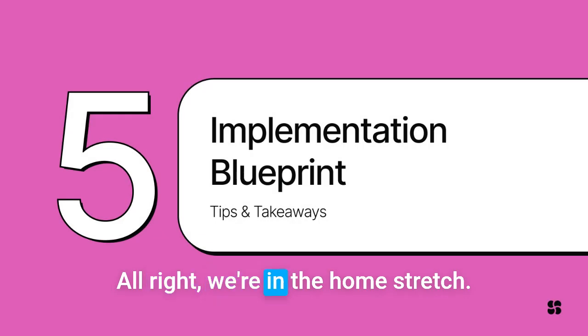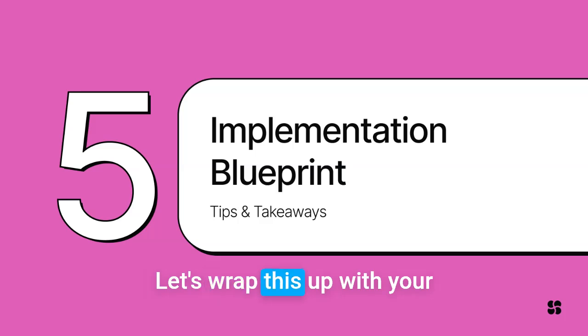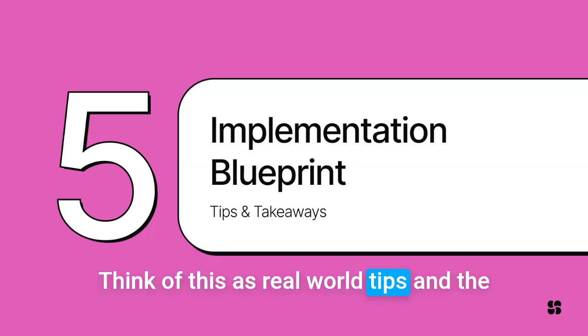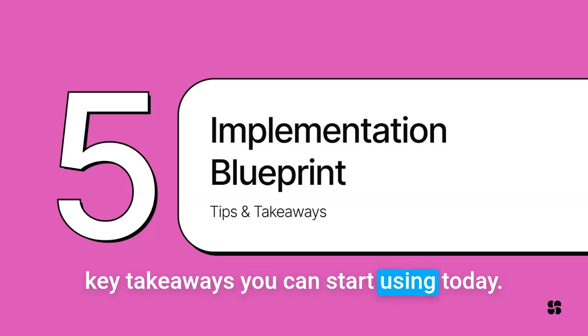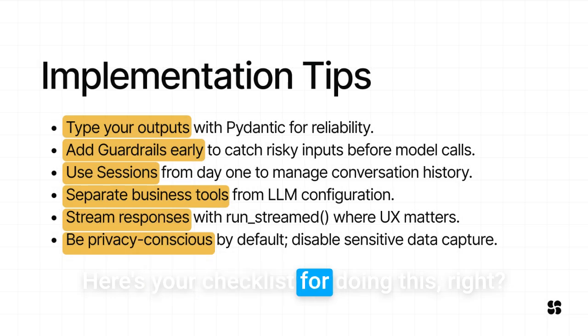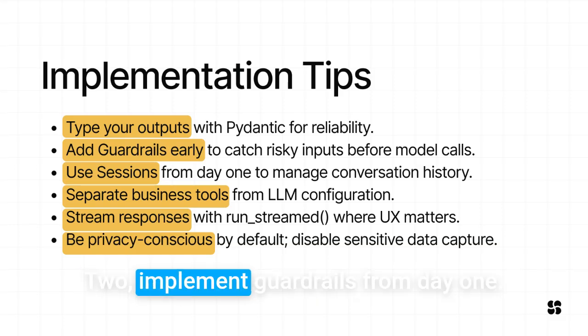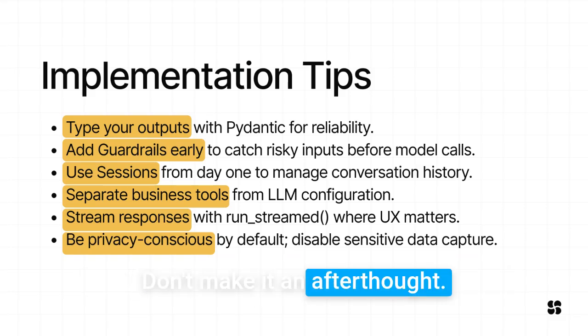All right, we're in the home stretch. Let's wrap this up with your implementation blueprint. Think of this as real-world tips and the key takeaways you can start using today. Here's your checklist for doing this right. 1. Type your outputs with Pydantic. It'll save you from so many headaches. 2. Implement guardrails from day 1. Don't make it an afterthought.